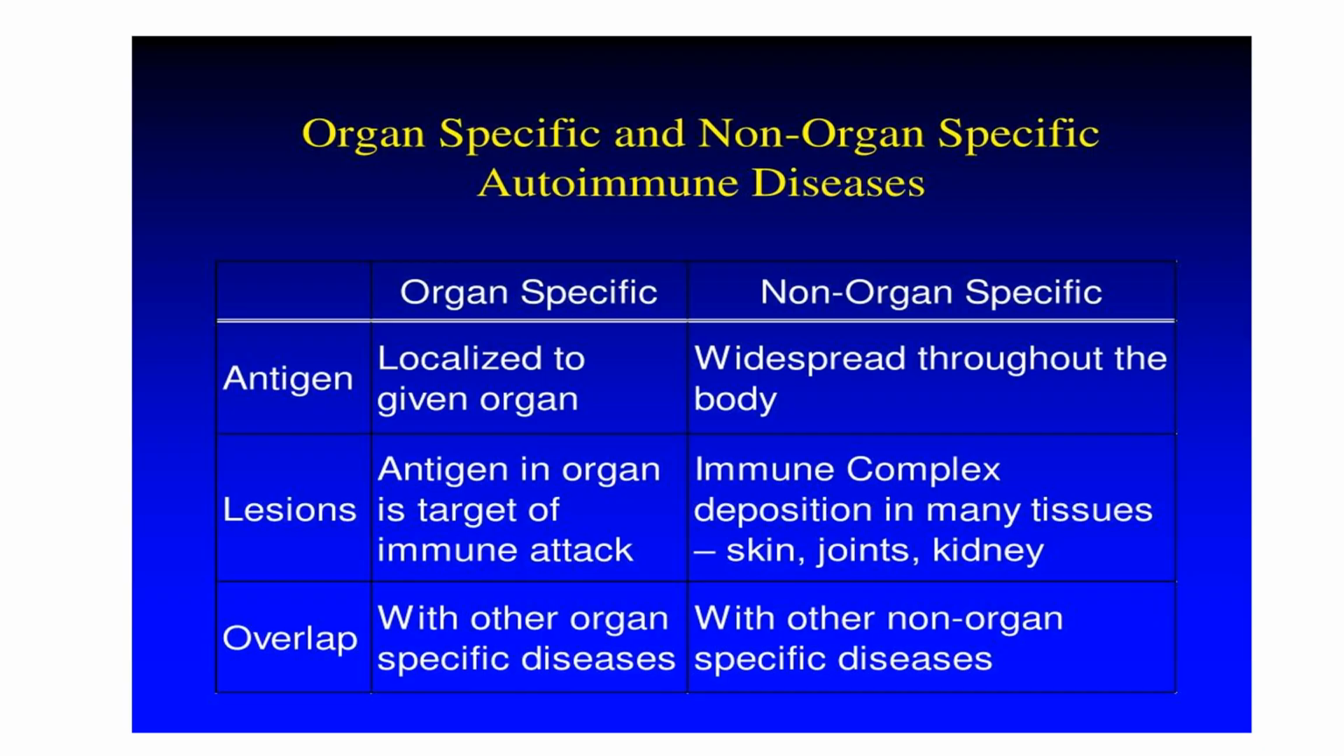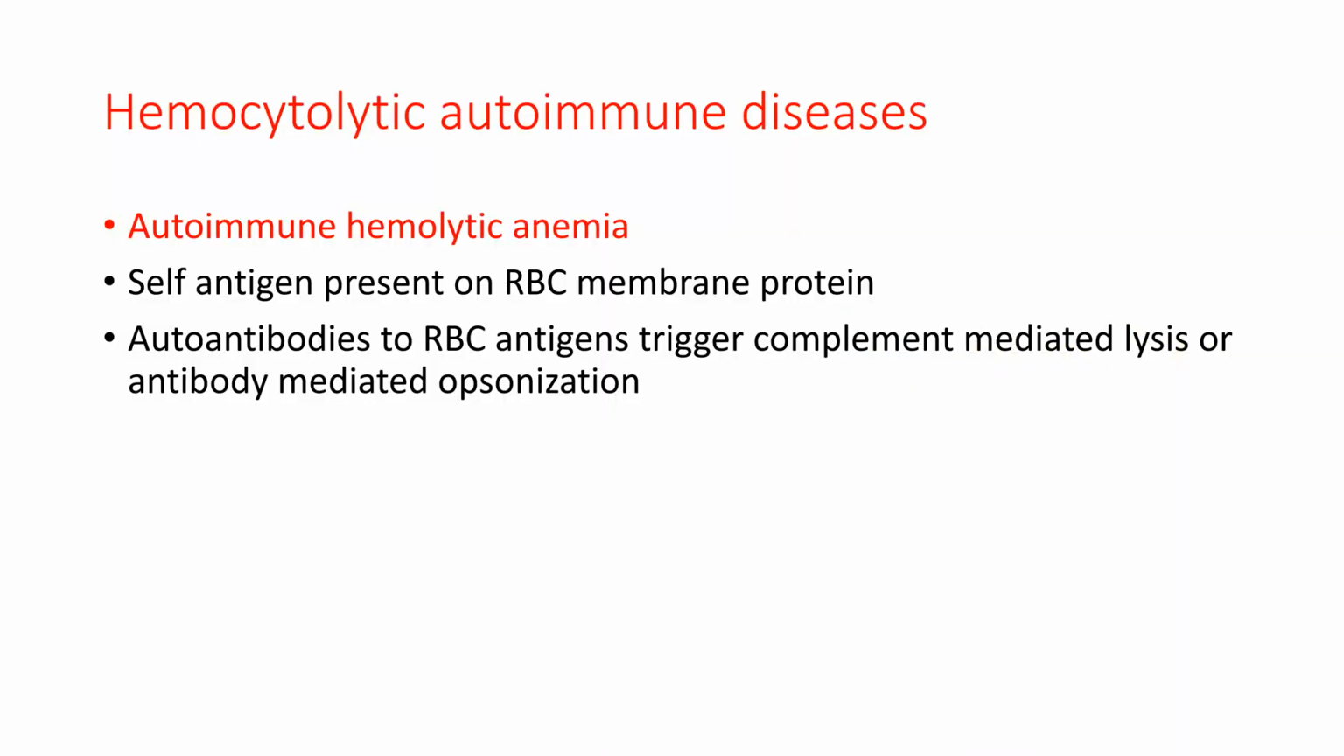We can now judge the difference between the organ-specific and non-organ-specific autoimmune diseases. Organ-specific is localized to the given organ, that is, the antigen is localized to the given organ. Whereas non-organ-specific means it is widespread throughout the body. In organ-specific, the antigen in an organ is the target of immune attack, whereas in non-organ-specific cases immune complexes may deposit in many tissues, for example skin, joints, and kidney. Organ-specific disease can overlap with other organ-specific diseases, but non-organ-specific disease shows no overlap with the organ-specific diseases. Now, firstly, something about the hemocytolytic autoimmune diseases.